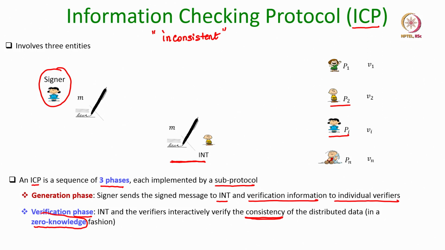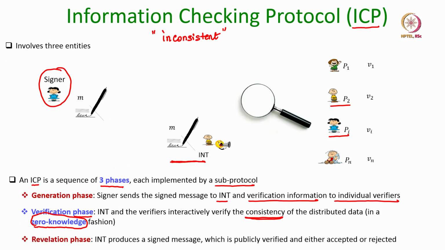What does this zero knowledge mean here? The zero knowledge here means that at the end of the verification phase, int and the verifiers should come to the conclusion that they hold consistent signature and verification information respectively, and no additional information about the intermediary's message and the verification information should be revealed if the signer and int are honest. That is what the zero knowledge signifies here.